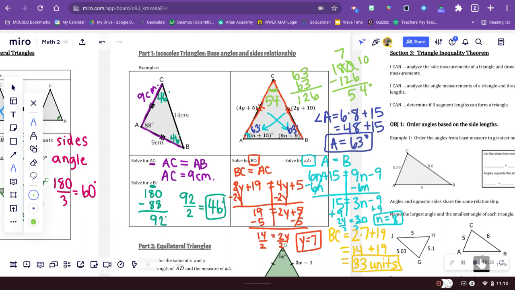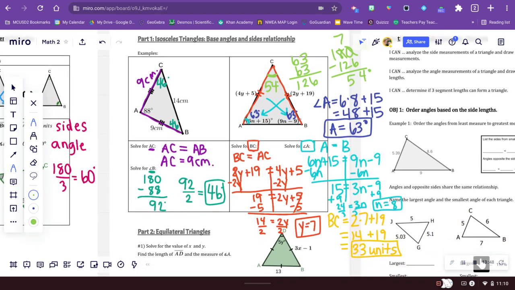Okay, so that's an isosceles triangle. Again, 2 equal sides means 2 equal angles. The angles across from the equal sides are going to be the equal angles. And then remember to keep your sides together and your angles together. Keep those worlds apart.